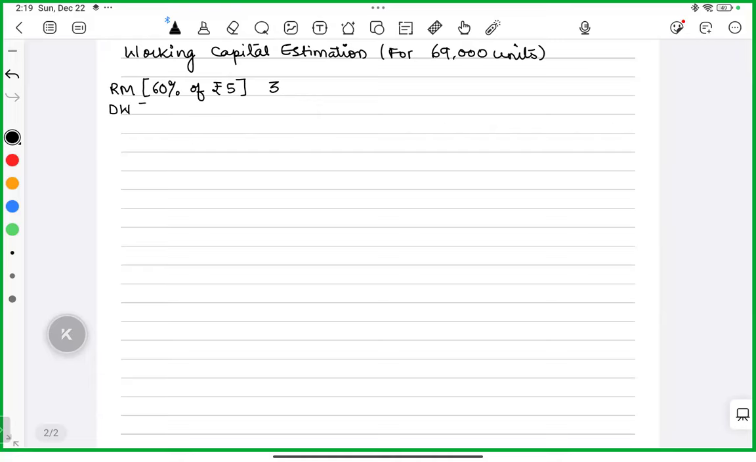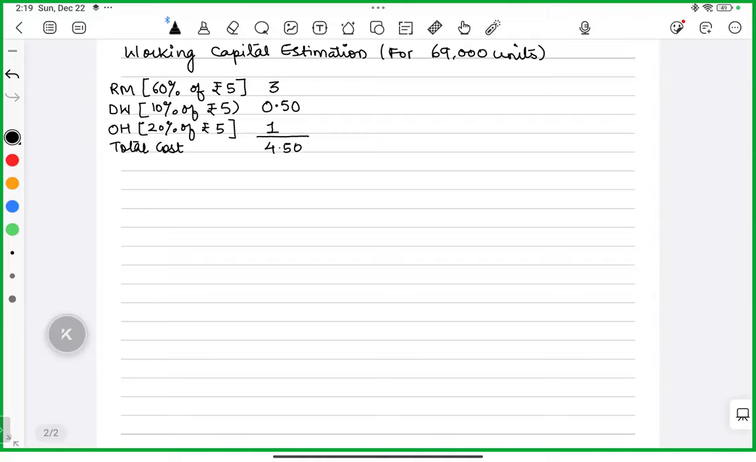Direct wages, you are told that direct wages are 10% of selling price. So 10% of 5, your direct wages are 0.50 per unit. And overhead, you are told that they are 20% of rupees 5 or selling price. So overhead is rupees 1 per unit. Your total cost or total cash cost is 4.50 per unit.